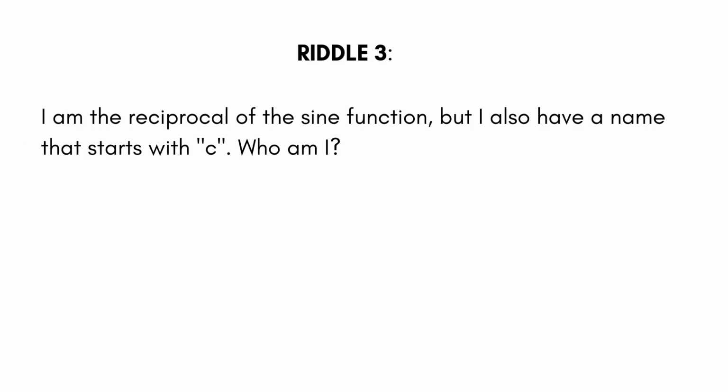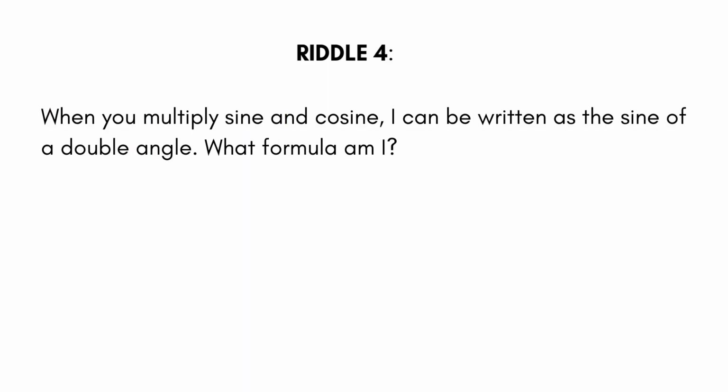Riddle 3. I am the reciprocal of the sine function, but I also have a name that starts with C. Who am I? Answer. Cosec theta is equal to 1 by sine theta. Riddle 4. When you multiply sine and cosine, I can be written as the sine of a double angle. What formula am I? Answer. Sine theta into cos theta is equal to 1 by 2 sine of 2 theta.